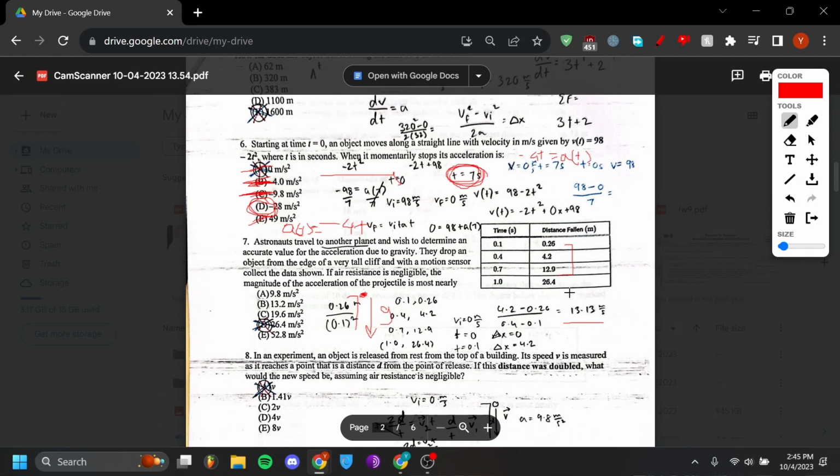Let me check that with 12.9 minus 4.2, over 0.7 minus 0.4. That's 29 meters per second. Okay, that's 29 meters per second. 29 minus 13.13 over 0.7 minus 0.4, or 0.1 actually, because right here we use that 0.1 value, right?